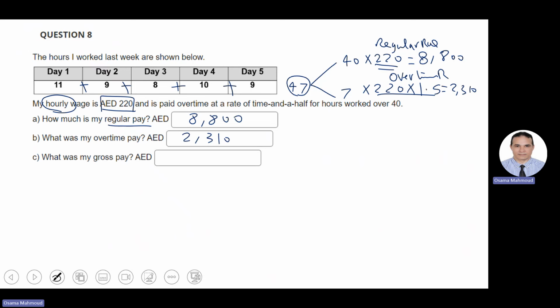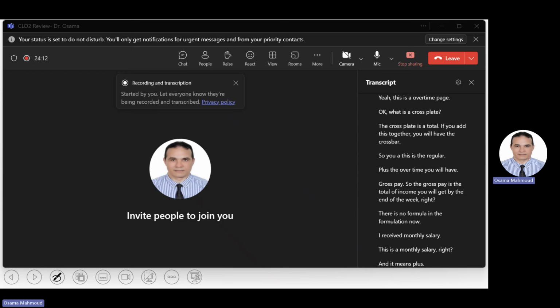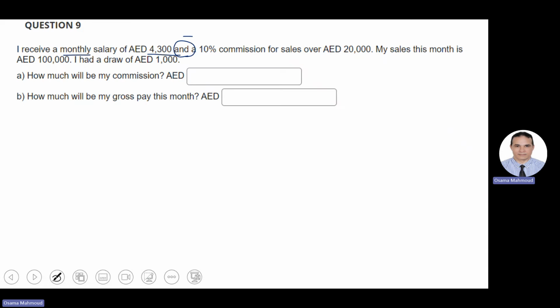Okay, what is the gross pay? The gross pay is the total. If you add this together, the regular plus the overtime, you will have the gross pay. So the gross pay is the total income you will get by the end of the week, right? And there is no formula in the formula sheet. Now, I receive monthly salary. This is monthly salary, right? And it means plus.